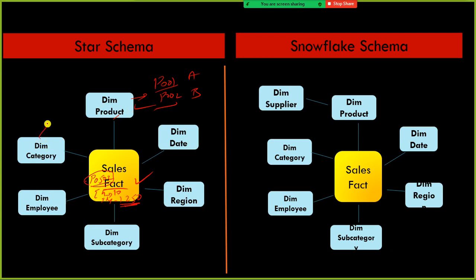So for example, here you have the category dimension. You can store the category, for example, appliances or apparels.